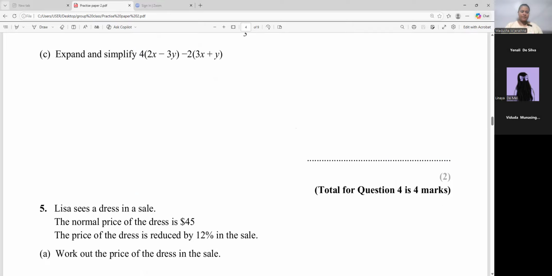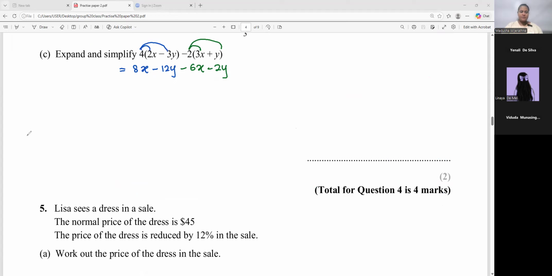Expand and simplify. Expand means remove the bracket. Multiply out. 4 times 2x, 8x. 4 times minus 3y, minus 12y. First bracket done. The second bracket: minus 2 times 3x, minus 6x; minus 2 times plus y, minus 2y.